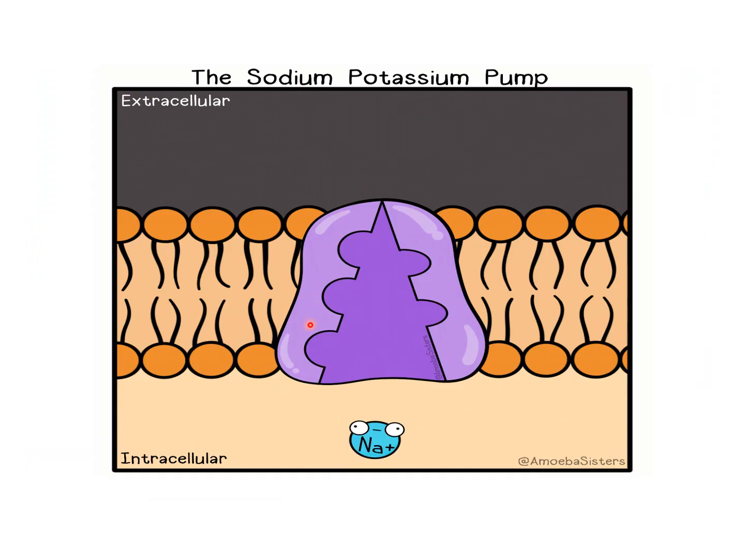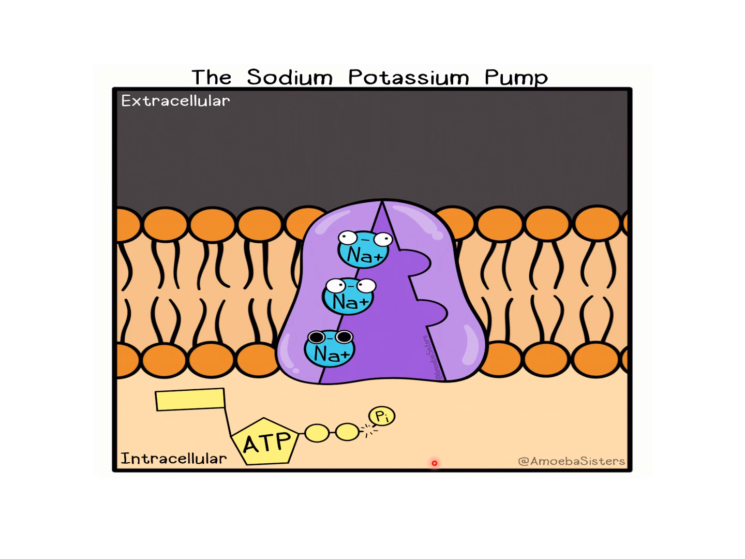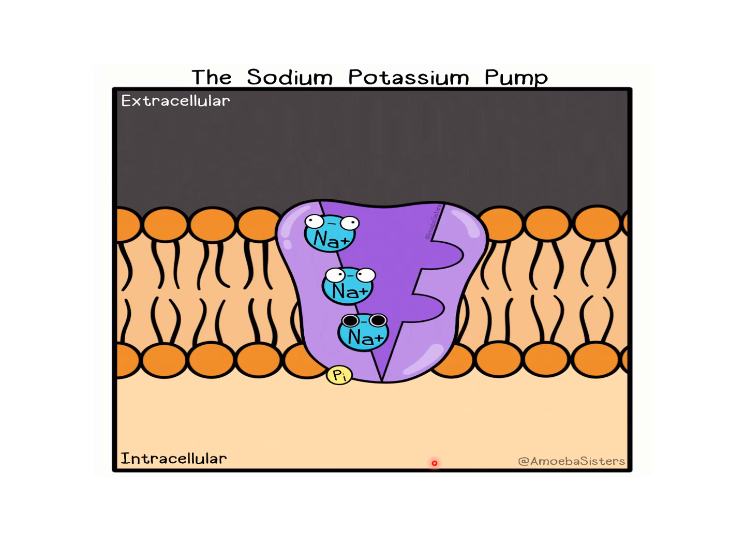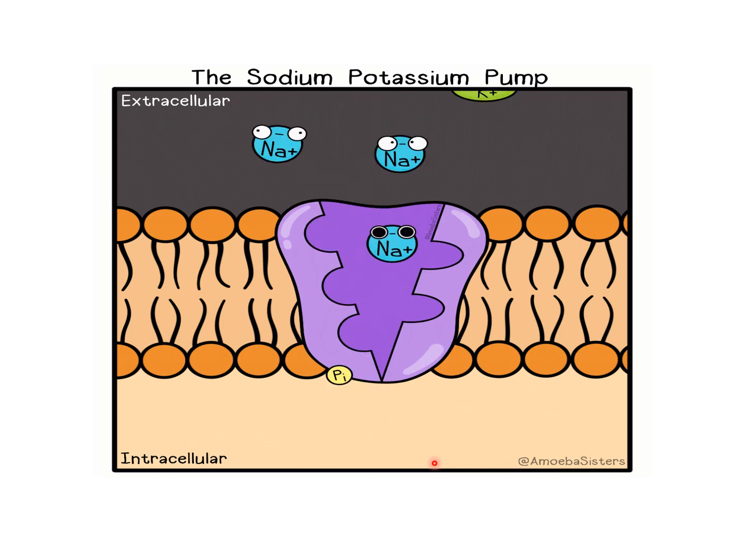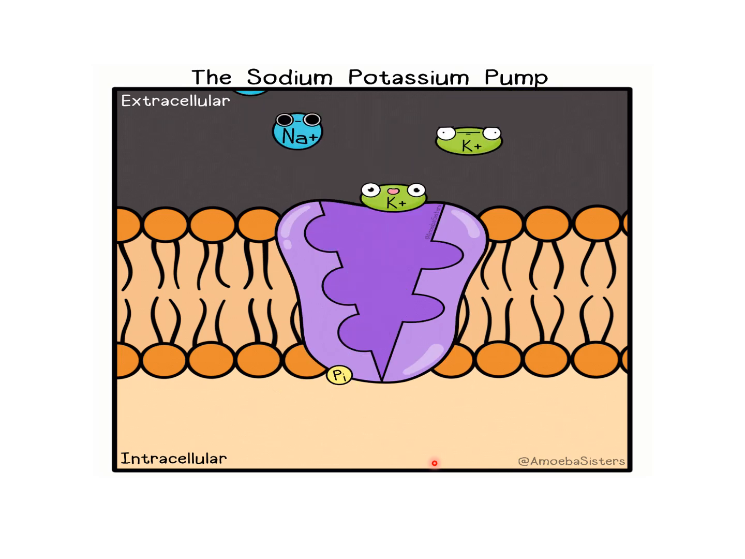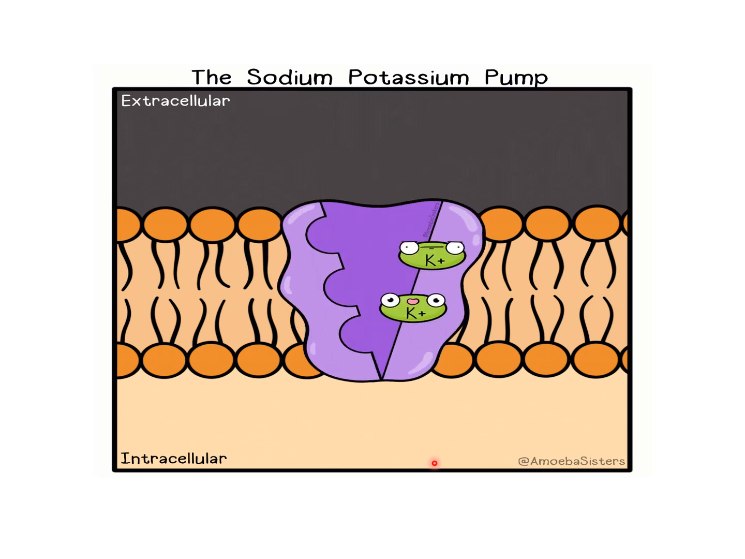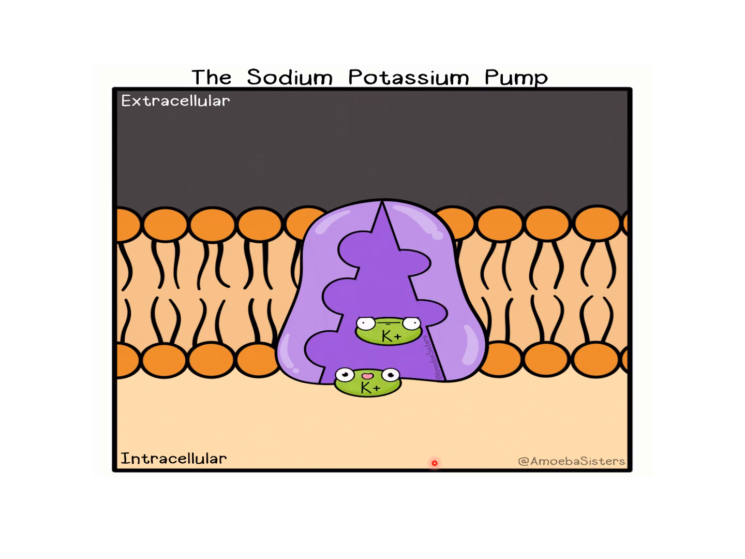So in this slide, by animation, we can see that first the sodium ions attach, then the ATP will be hydrolyzed, the phosphate will be transferred, and there will be phosphorylation and the conformational changes. The sodium ions will move outside, then the potassium ions will come and bind to their site. There will be dephosphorylation, the phosphate is going out. Then again it will come to the original conformation and potassium is released inside.